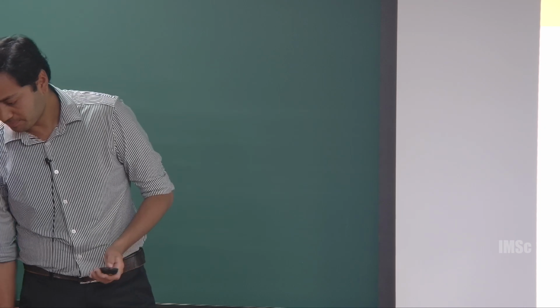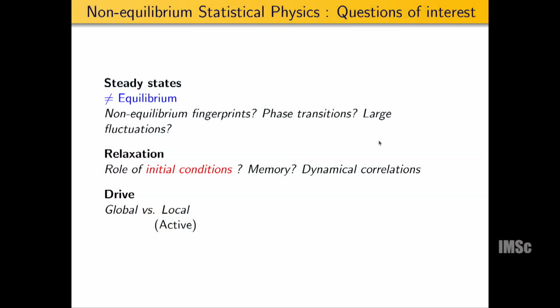Of course, the last point was basically if you have a global versus a local drive, what sort of phenomenology do you see emerging in the system? These are basically different things when you apply a drive globally instead of applying drives locally. So these are basically the questions of interest broadly. I will move into some examples now of non-equilibrium systems in 1D, and then I will go into 2D.